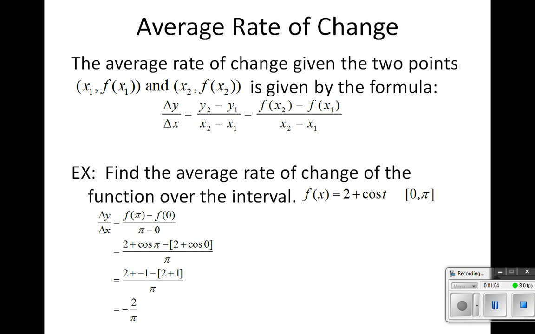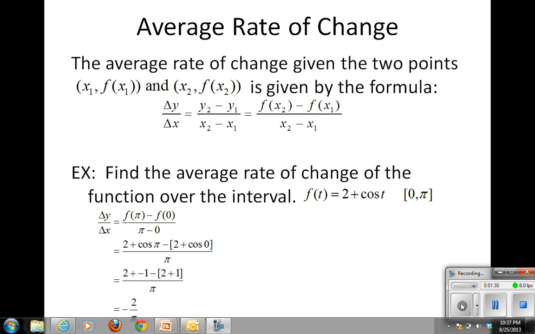Okay. So a quick example here, it says find the average rate of change of the function over the interval. The function is given 2 plus cosine t. Sorry, I had a little typo in there. So anyway, I have f of t equals 2 plus cosine t on the interval 0 to pi.